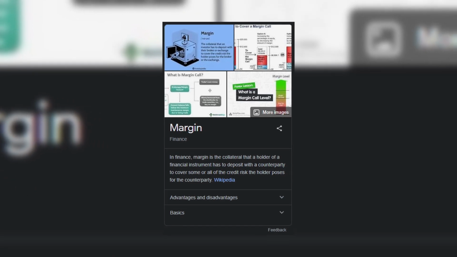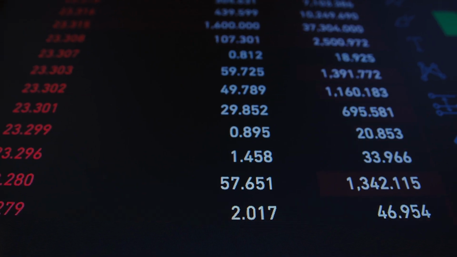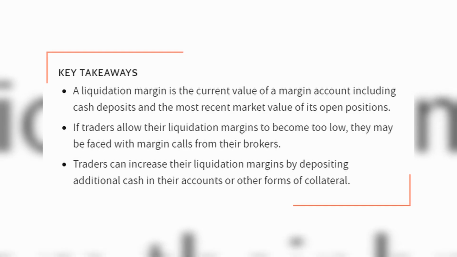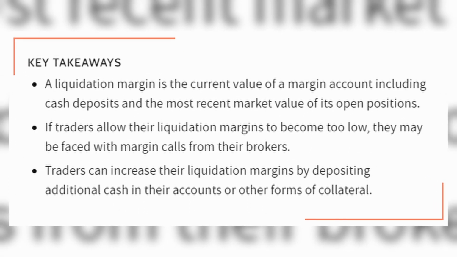Now, the first is the risk of a margin call. Leverage trading allows traders to enter larger positions with a smaller amount of capital, but it also increases the risk of a margin call. Now, a margin call occurs when the value of a trader's account falls below a certain level, and the broker will require the trader to either deposit additional funds or sell some of their positions to bring the account back up to the minimum level. If the trader is unable to do this, their positions will be closed and they will lose money.